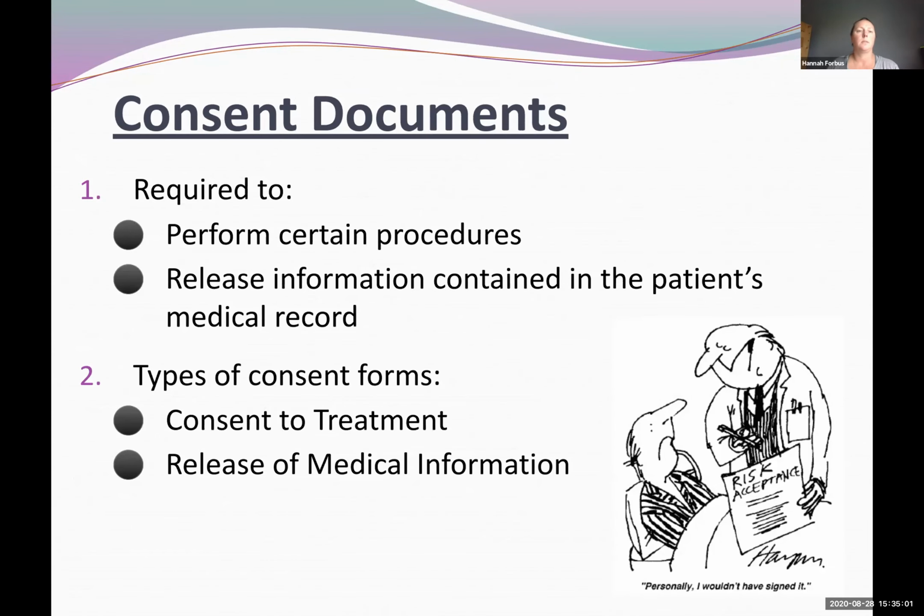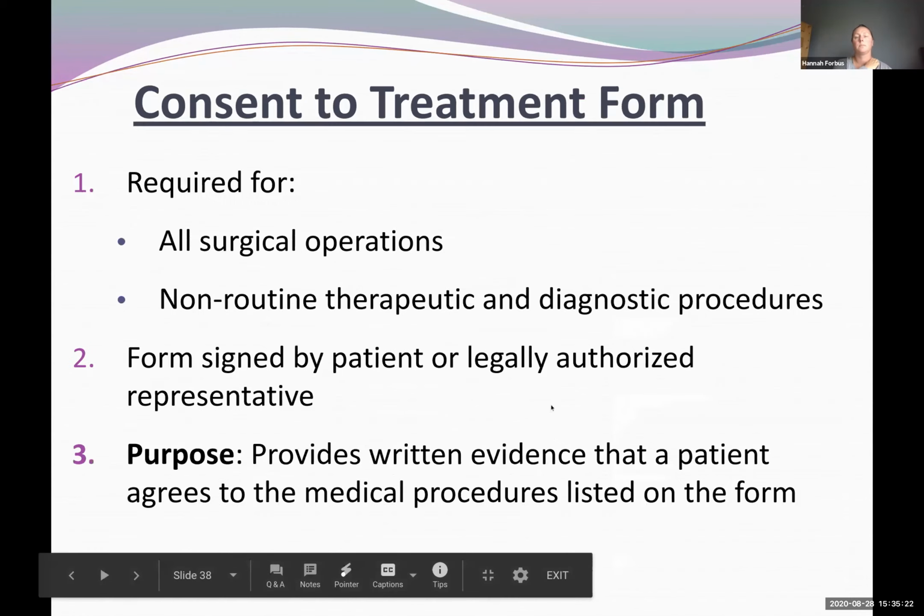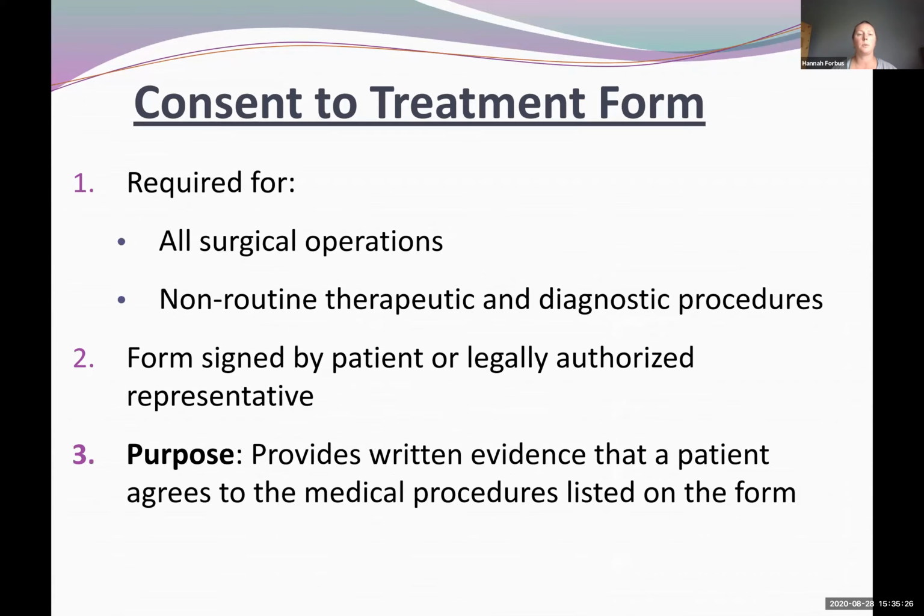Consent documents. These are required to perform certain procedures. Pretty much all procedures require consent. And this is a release of information contained in the patient's medical record. The types of consent forms are consent to treatment, and then a release of medical information consent. So the consent to treatment form is required for all surgical operations and all non-routine therapeutic and diagnostic procedures.